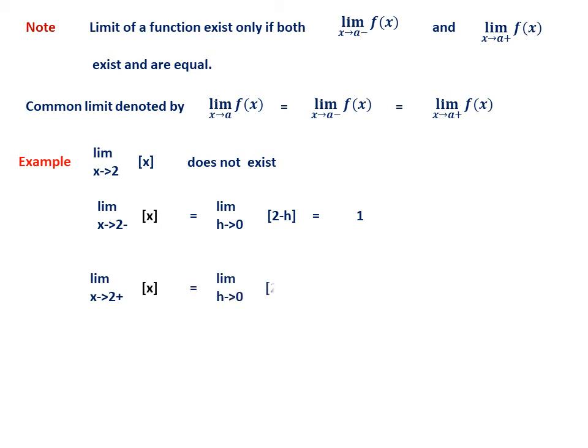Similarly, if you take limit of f of x as x tends to 2 plus, the formula you can use is limit h tends to 0, where instead of x you write 2 plus h. So 2 plus h means a small quantity h added, something like 2.1 for example. What is the greatest integer function of 2.1? It is 2. Therefore this is 2. So it is very clear, left limit is 1, right limit is 2.